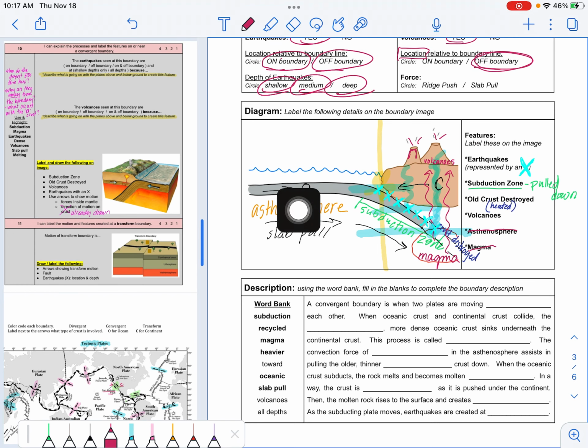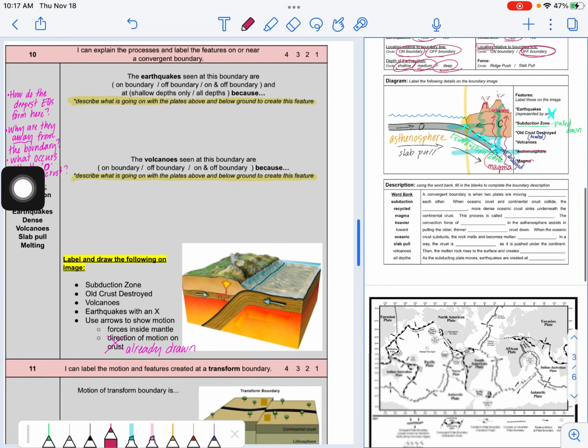Okay, you do have a few things to label, just like our picture on here, but notice that this image is flipped around. Continental crust on the right versus continental crust on the left. And I already kept these arrows in the picture, so you're just labeling up these features along with your forces inside the mantle.